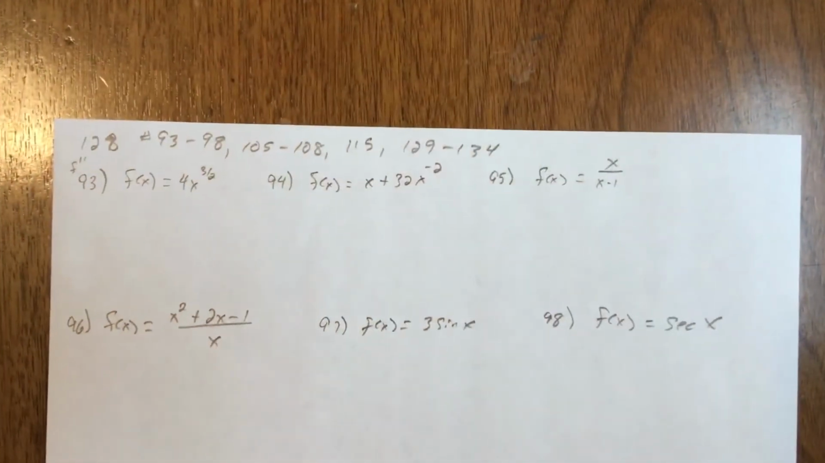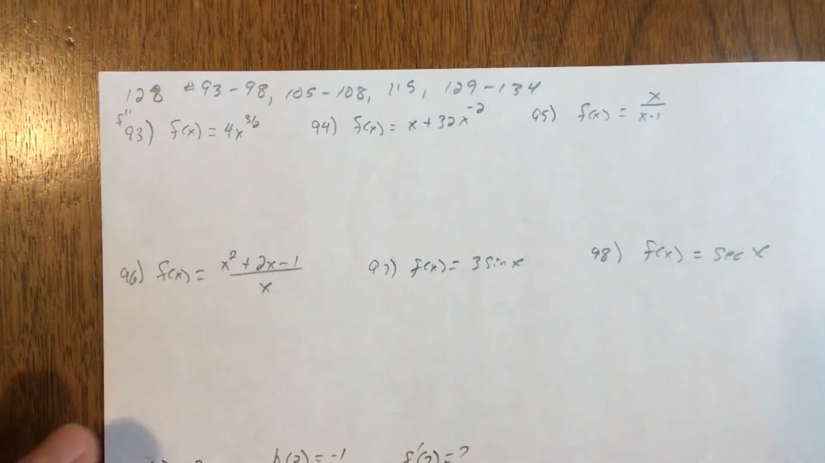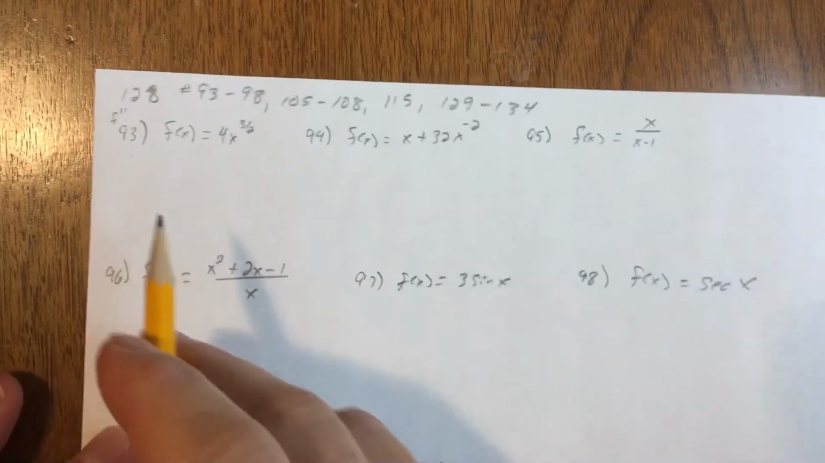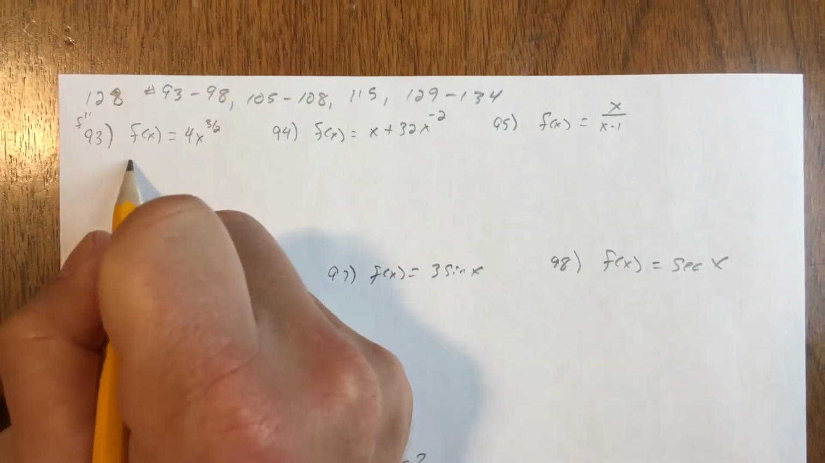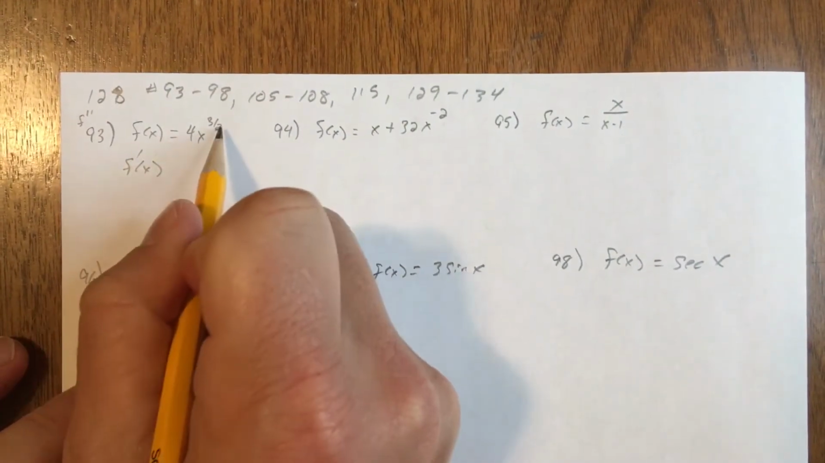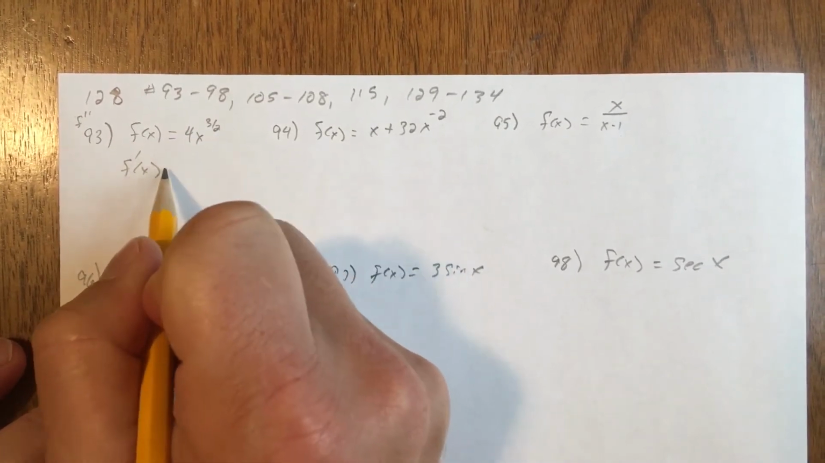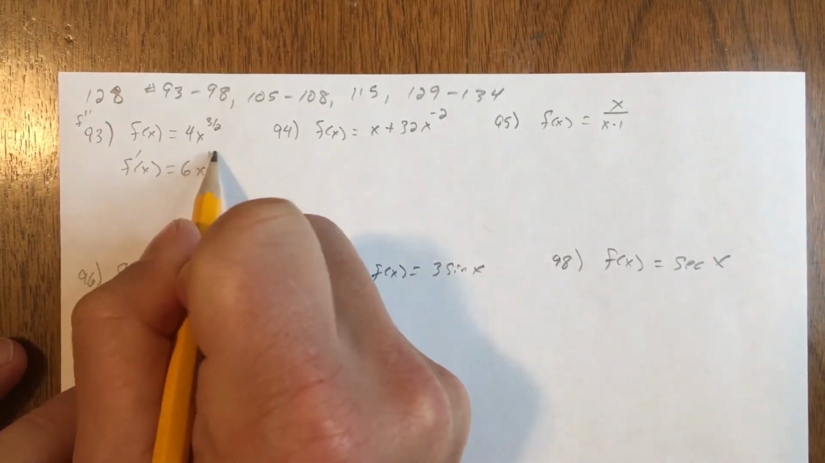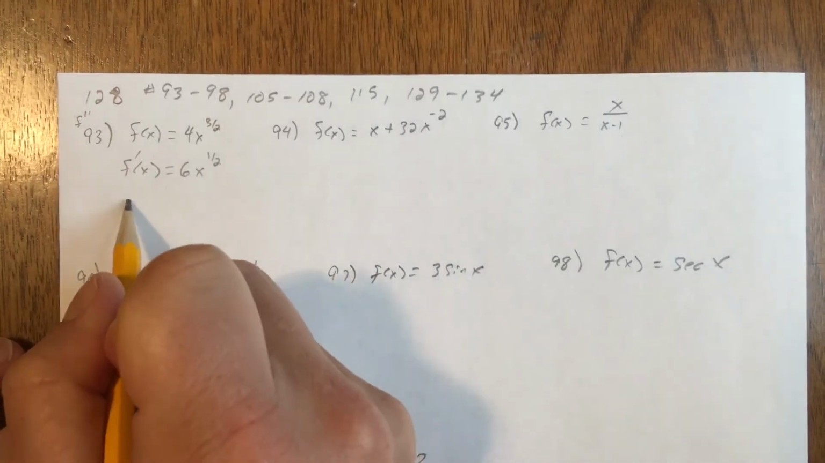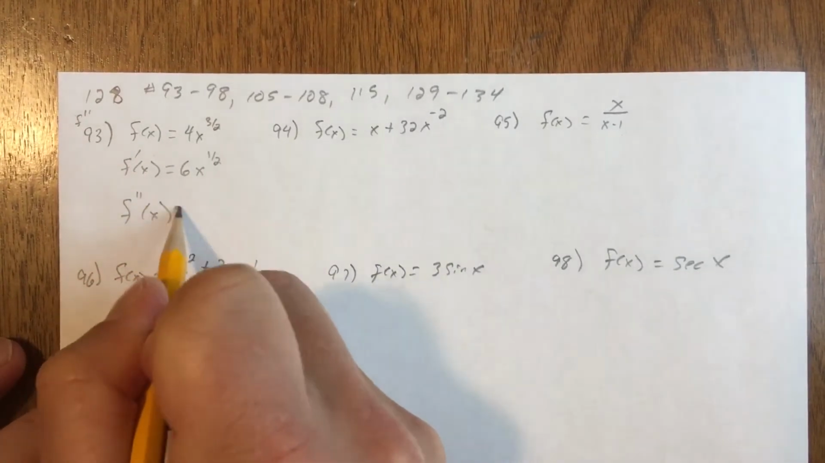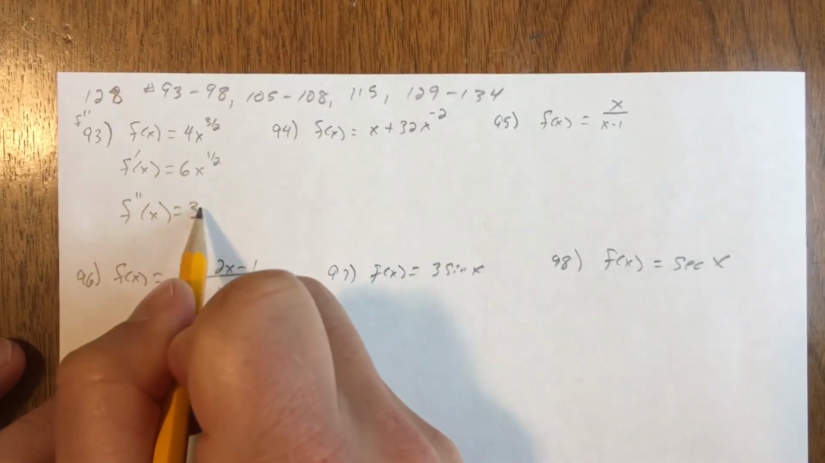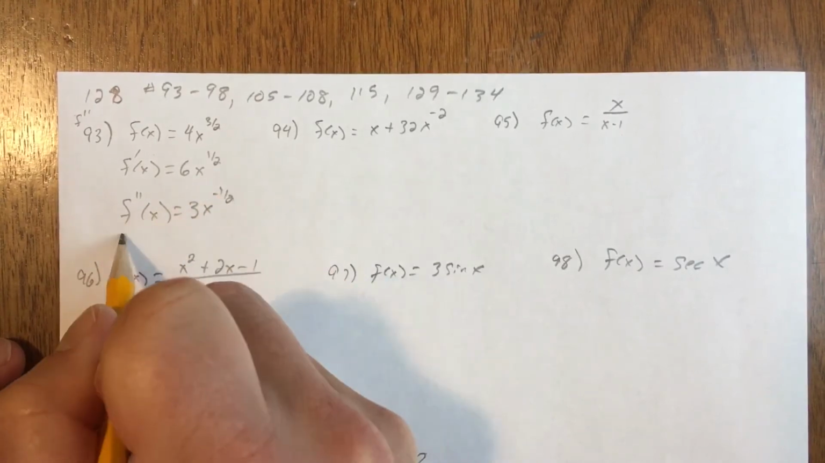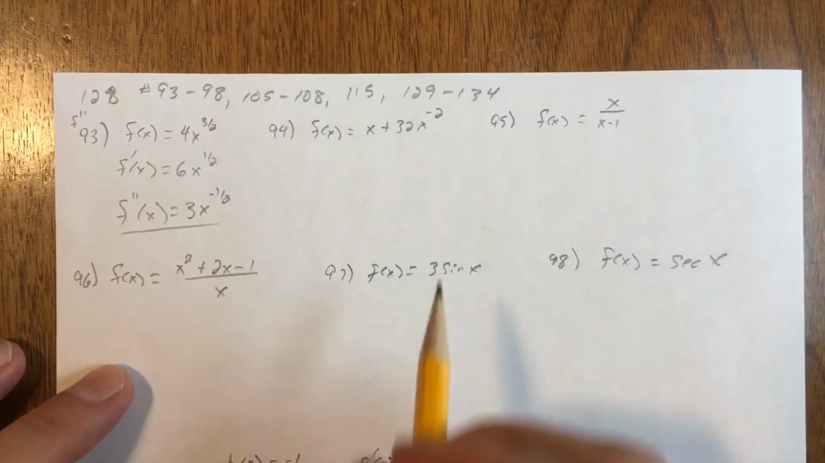These are the answers to page 128. The first 6 wanted you to find the second derivative of these functions. So for the first one, we'll take the first derivative. 3 halves times 4 is 12 halves, or 6, x to the 1 half. Then when we do the second derivative, we'll go 1 half times 6, which is 3, x to the negative 1 half. That's our second derivative there.